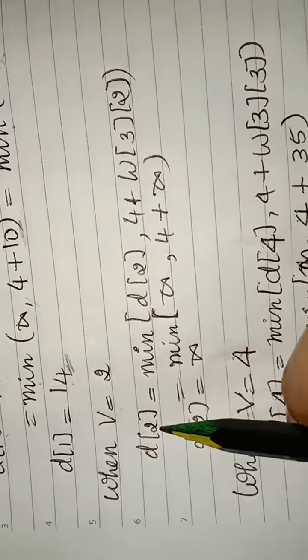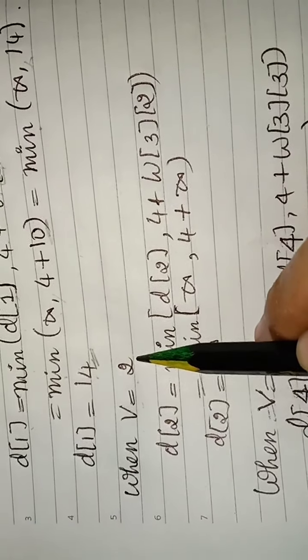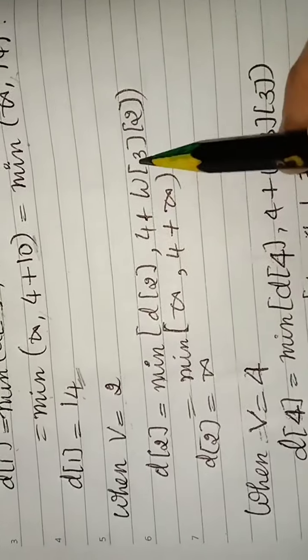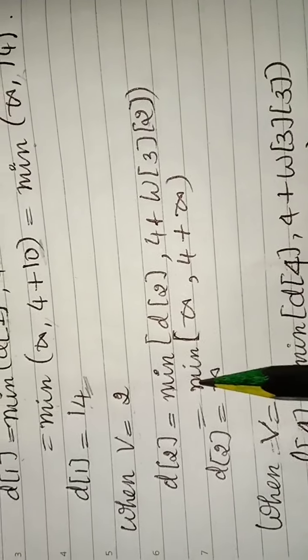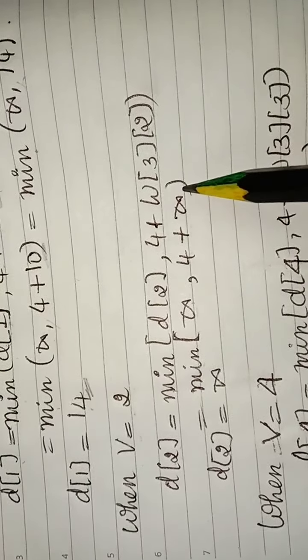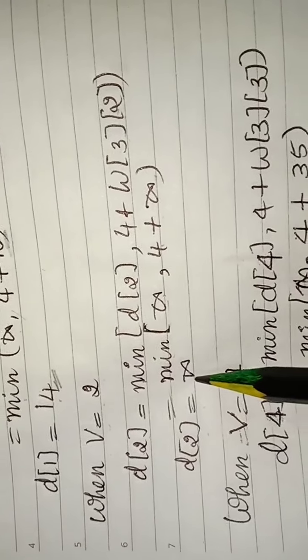So d of 1 is equal to 14. Next, similarly you have to find d of 2. So when V is equal to 2, you have to substitute all the values. Similarly again you get infinity comma 4 plus infinity, so d of 2 is equal to infinity.